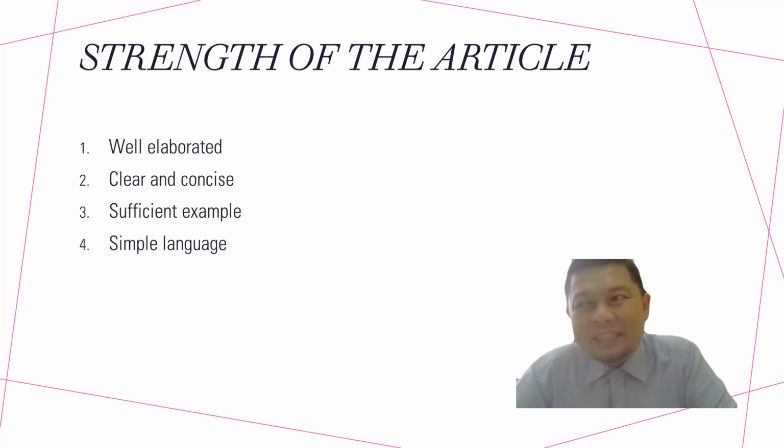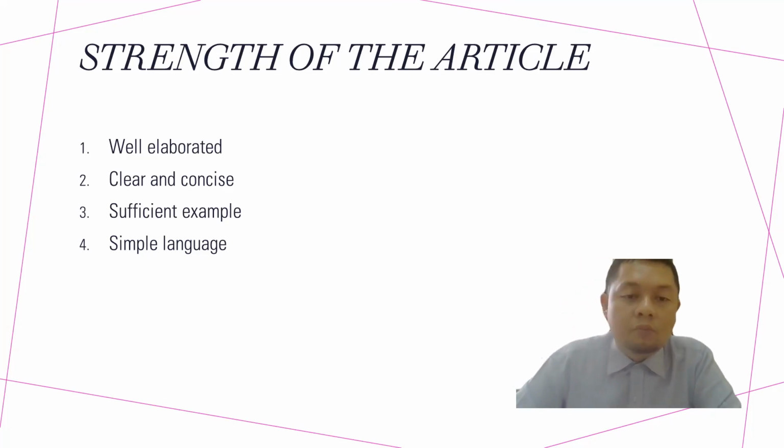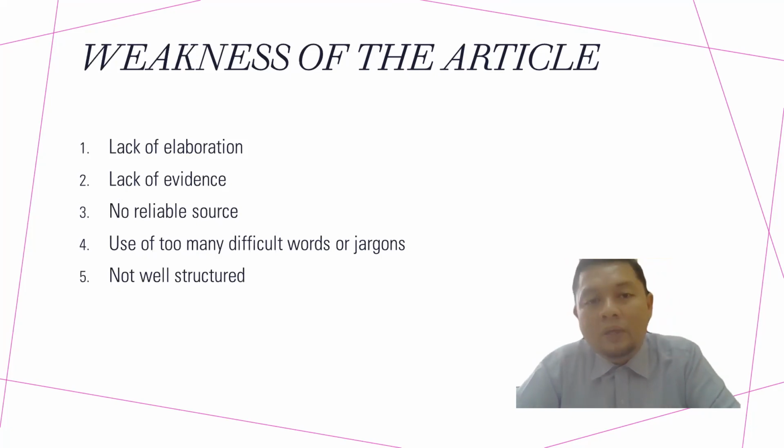And also the article comes with sufficient examples, right? So when you read the article, you see that there are many examples provided by the author, all right? And it really helps you to understand the content of the article very well. Thus, you can say this is the strength of the article. And you can also comment on the use of language, okay? So if the language is simple, easy to understand, you can also say this is a strength of the article, right?